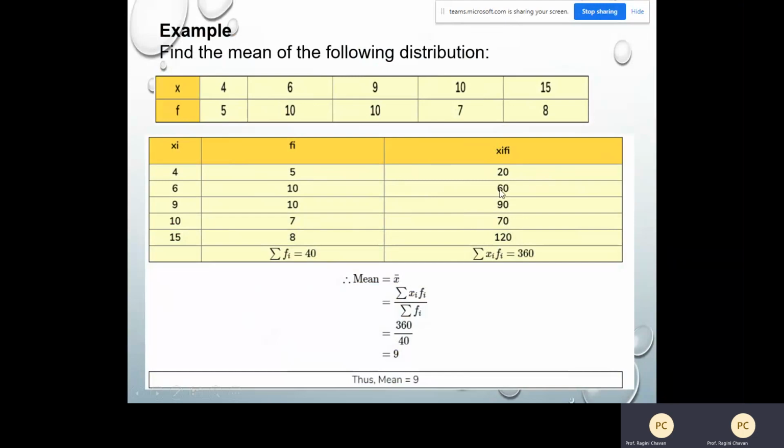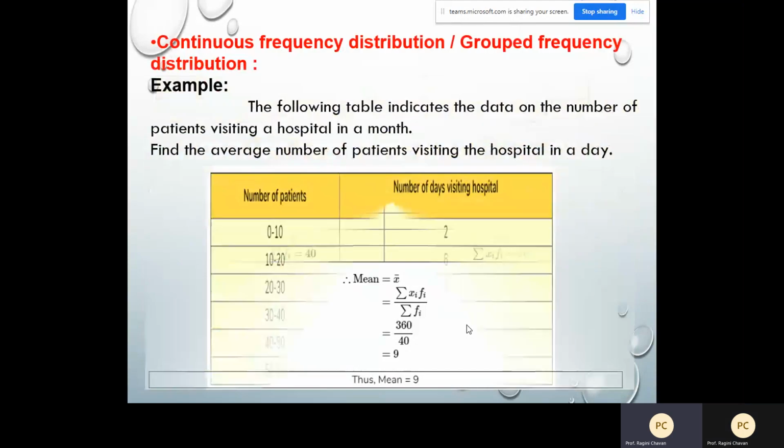So we need to calculate it for every pair of xi fi, so that xi fi total is coming 360. So by the formula, it is summation of fi xi upon summation of fi. Therefore, it is 360 divided by summation of fi, which is coming 40. So therefore, mean in this case is coming 9. So this is the second type of data. For this, we have to add one column, that is xi fi.